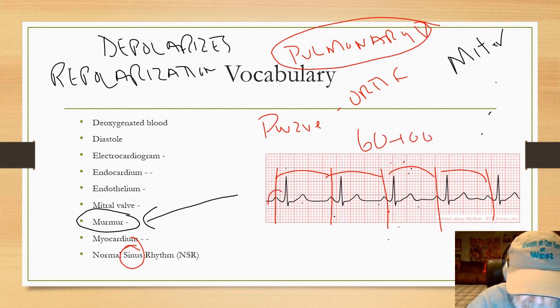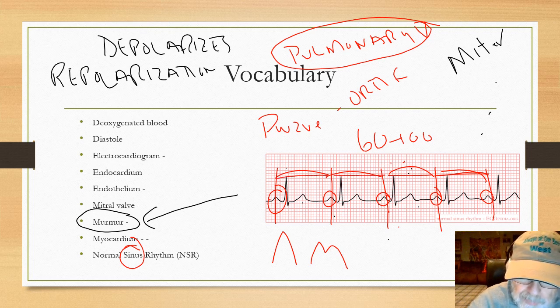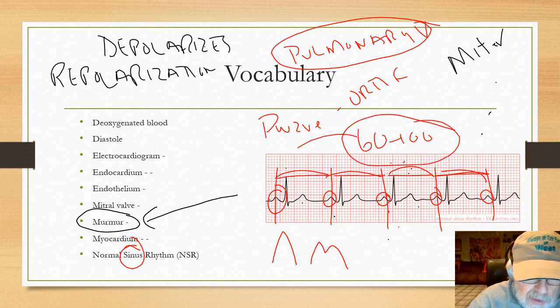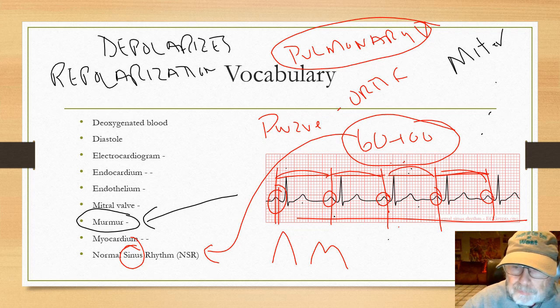So the P waves look normal. If there's something wrong with the P wave, it might be high or peaked. Sometimes I've seen a double hump P wave for different reasons. But in this case, the P waves all look normal. That's a normal looking P wave, and another, and another. They're all the same distance apart, and the rate is between 60 to 100. That's what we call normal sinus rhythm. It means the heart's starting in the right place and the heart's working the way it's supposed to.